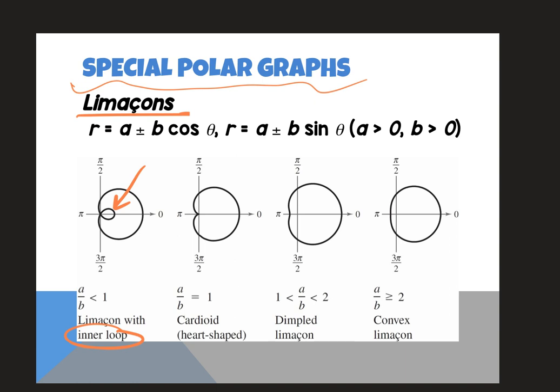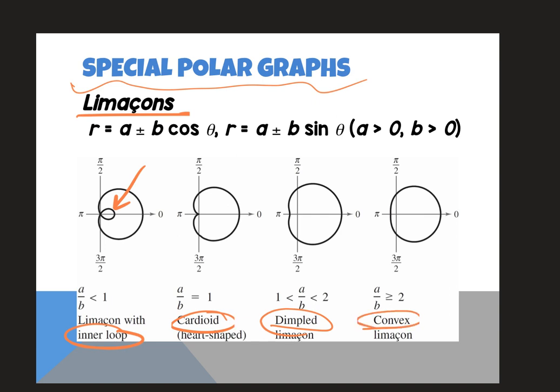Then there's something called a cardioid, which is a heart shape. The official term is cardioid, okay? The actual shape is a heart shape. It has a little point that comes in at your center or at your pole. The next one is called a dimpled limaçon, and it looks like a kidney bean. It just comes in a little bit. It's smooth where it comes in.